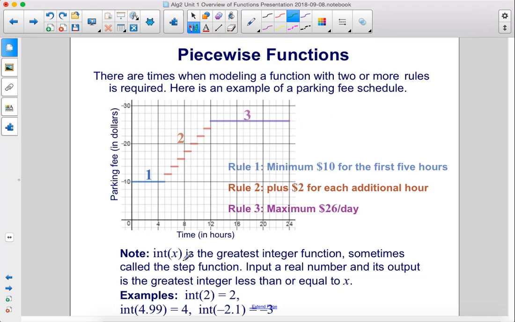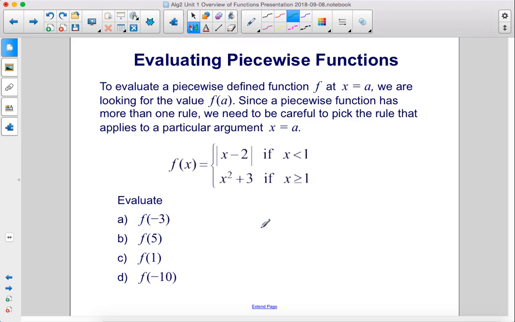Note, int x is the greatest integer function, sometimes called the step function. Input a real number and its output is the greatest integer less than or equal to x. For example, int 2 equals 2, int 4.99 equals 4, int -2.1 equals -3. To evaluate a piecewise defined function f at x equals a, we are looking for the value f of a. Since a piecewise function has more than one rule, we need to be careful to pick the rule that applies to a particular argument x equals a.